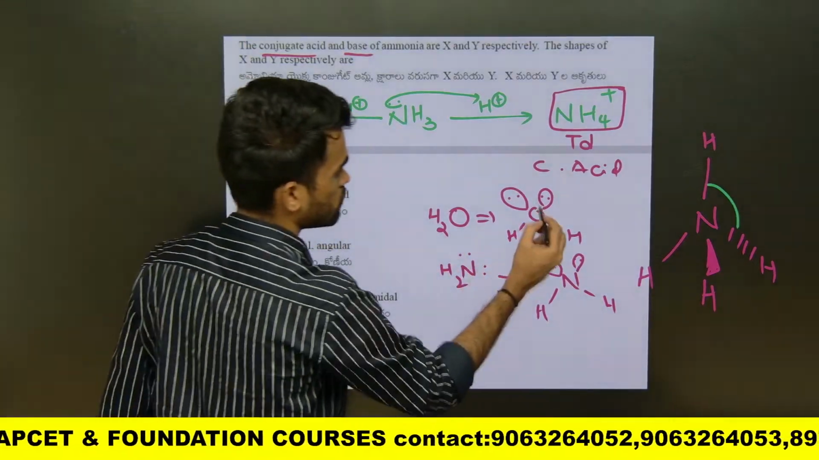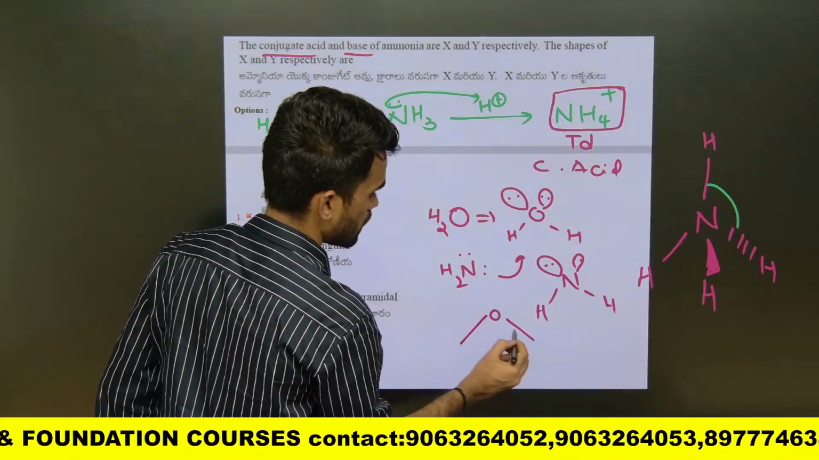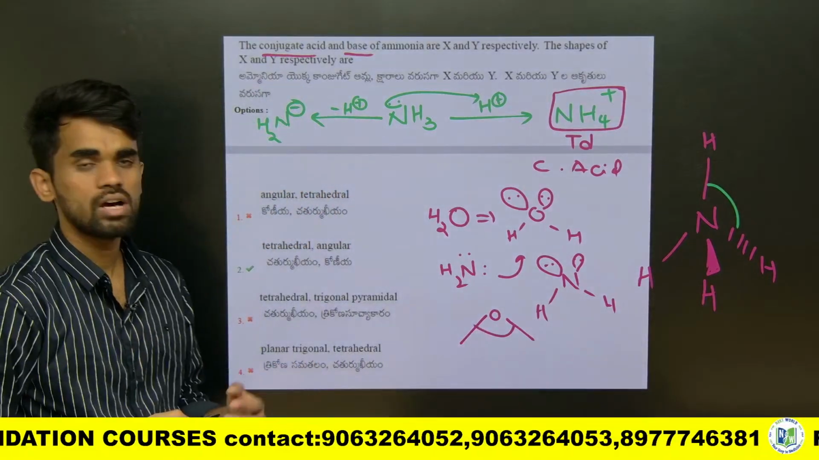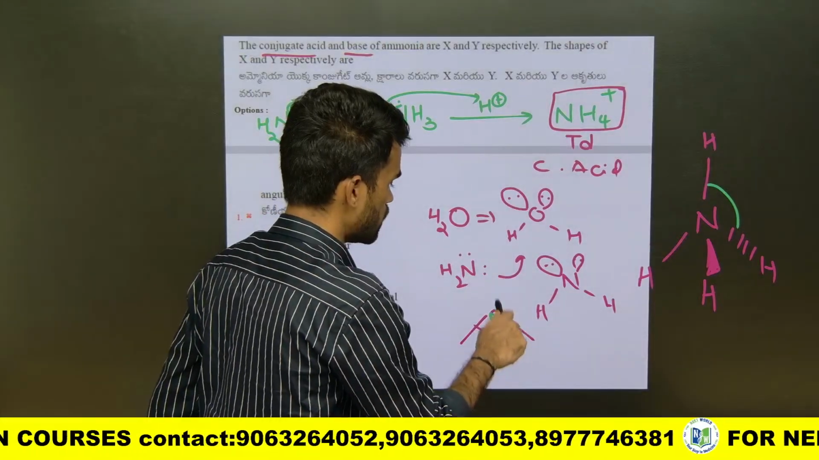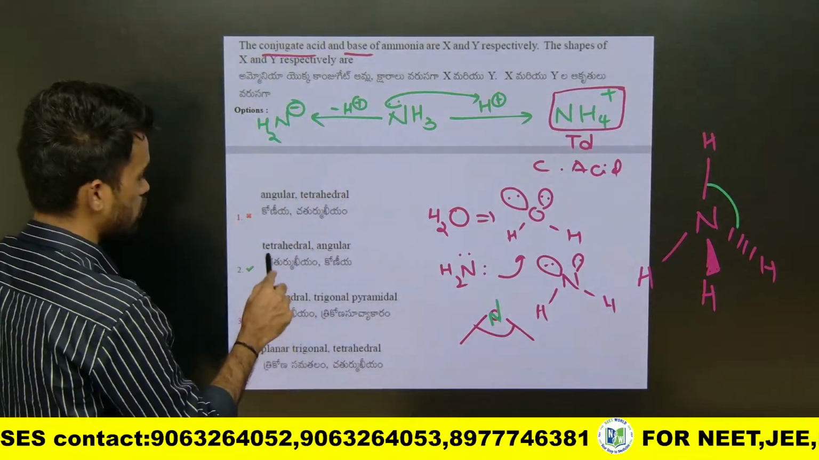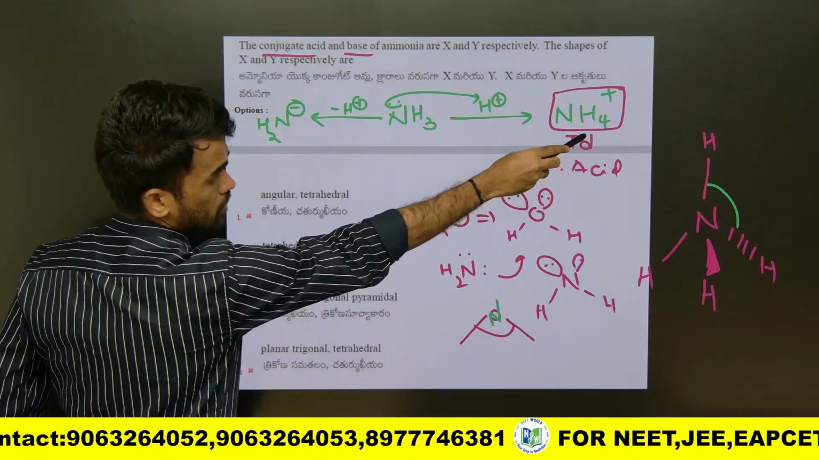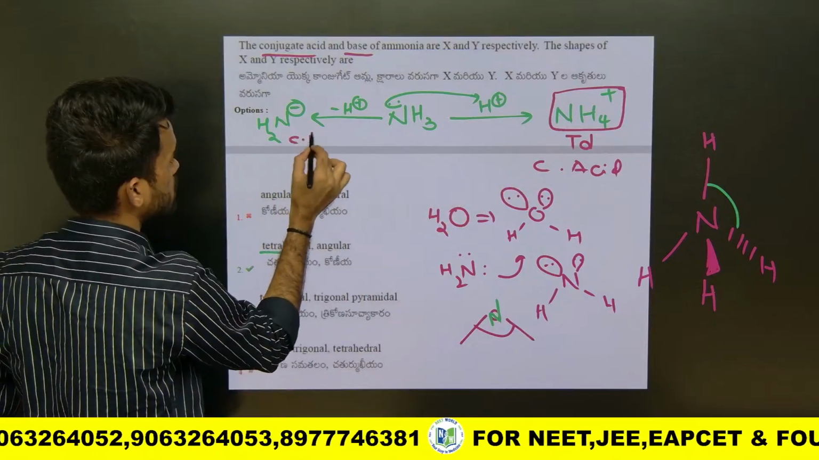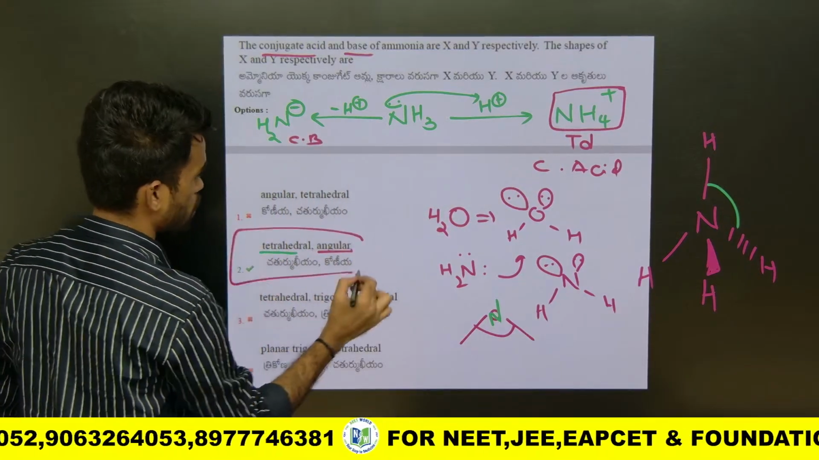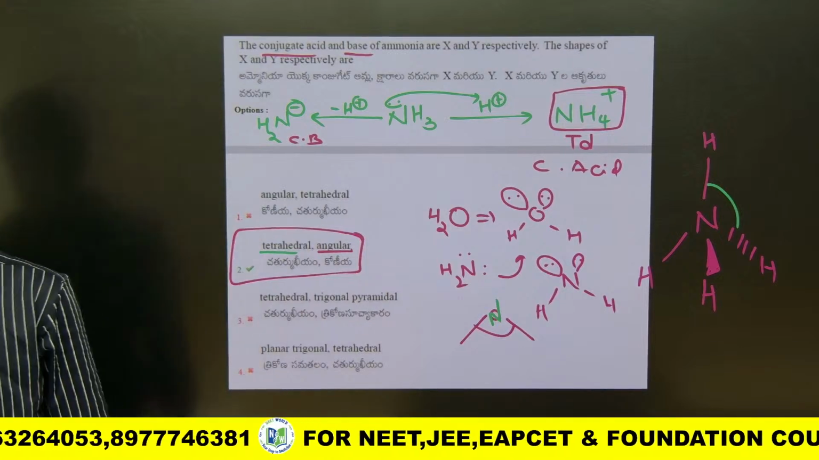So what is the shape of this? See, it is a bent shape, like this. So you can say angular or bent. So here we have tetrahedral for the conjugate acid, and the conjugate base is angular. So which is our option? Option 2 is our perfect answer for this question.